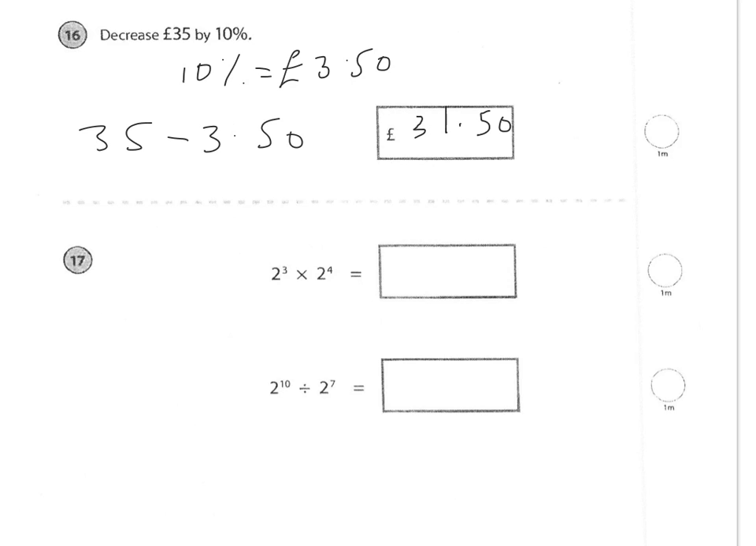2 to the power 3 times 2 to the power 4. We use the rule here of adding the indices, so the overall answer is 2 to the power 7. The second part, the rule for division of indices is to subtract the powers, so 10 take away 7 is 2 to the power 3.